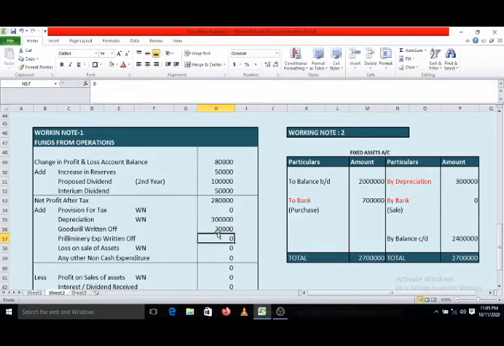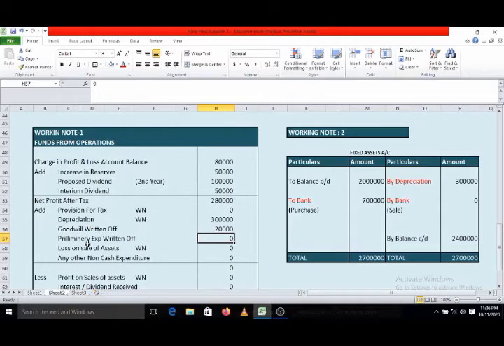Why do we have to add it back? Because writing off of goodwill is only a book adjustment. It is only a book entry. There is no actual movement on account of goodwill in the funds. There is no change in funds. We only pass a book entry, profit and loss account debit to goodwill account. And because of that, by debiting the profit and loss account, our profit gets reduced. And for this we need the actual profit. What we have to find out is the actual funds from operations. And for this we add it back. I hope it is clear.